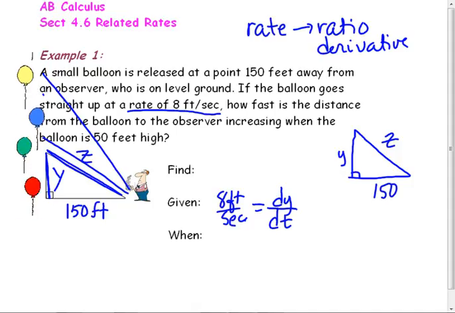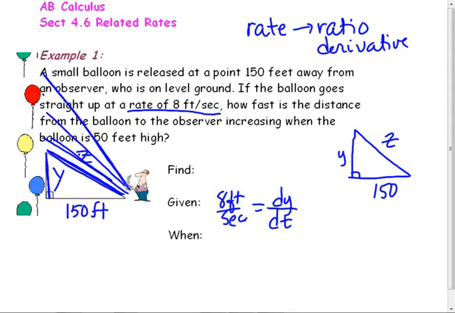Okay, what is it I want to find? How fast is the distance from the balloon to the observer? Grant, what is it I want to find? How fast is the distance from the balloon? Notice it's here, and then it's here, and then it's here, and it's here. So this distance is getting a lot larger, isn't it?